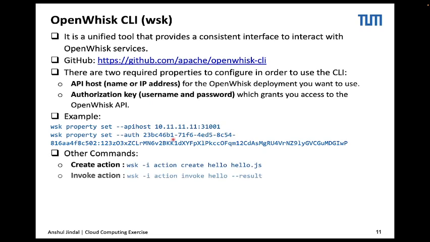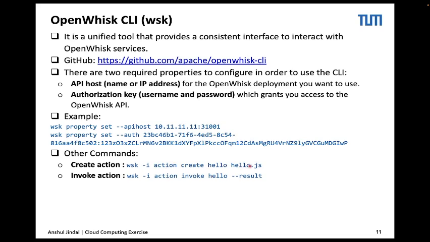So there are other commands, like if you want to create a function on OpenWhisk, you can specify it using whisk action create. Within OpenWhisk, each function is called an action. So if you have used AWS Lambda, that's a Lambda function. Here it's an action within OpenWhisk.